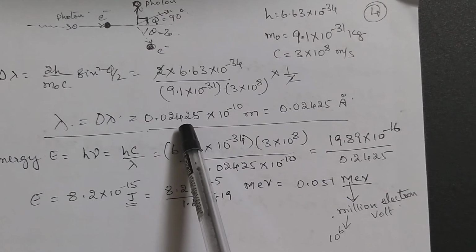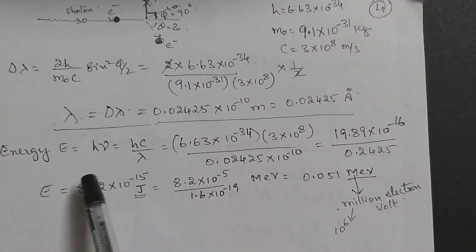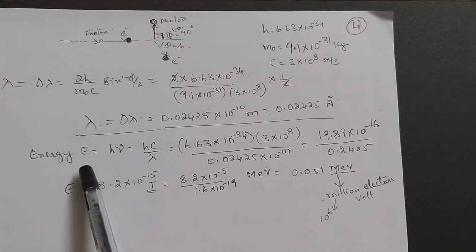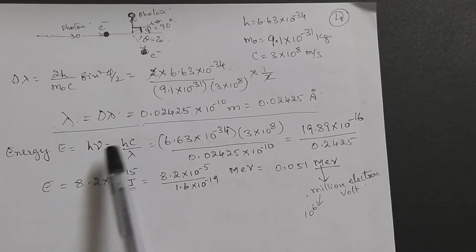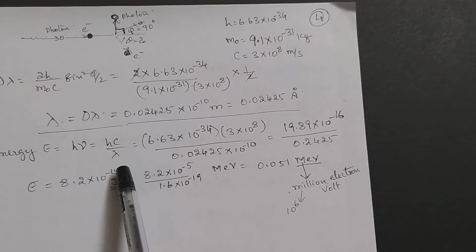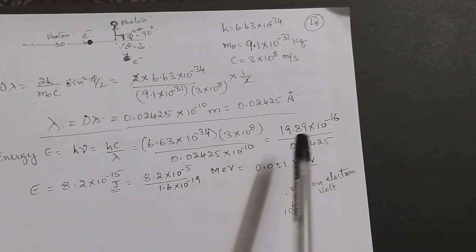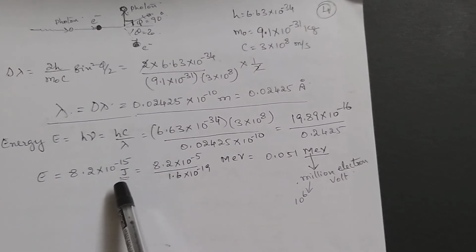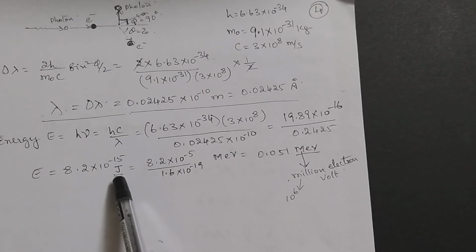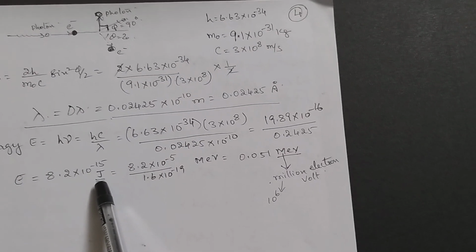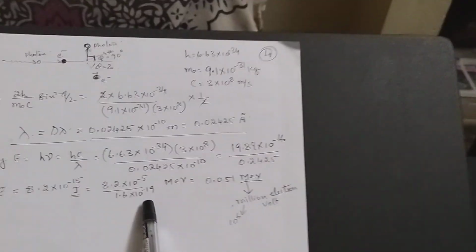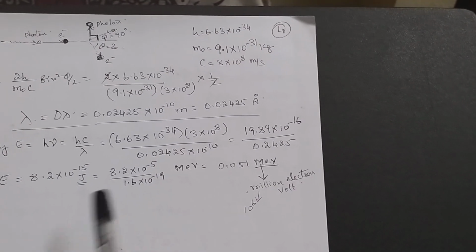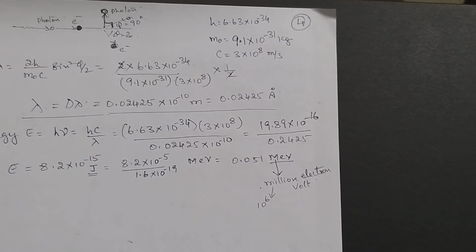10 to the power minus 10 meter is 1 angstrom. Now if you want to calculate the energy, the formula is h nu, so h into c by lambda. You put the lambda value here and find out the energy in joules. And 1 joule is equal to how many million electron volts? You have to divide it by 1.6 into 10 to the power minus 19, which is 1 electron volt.